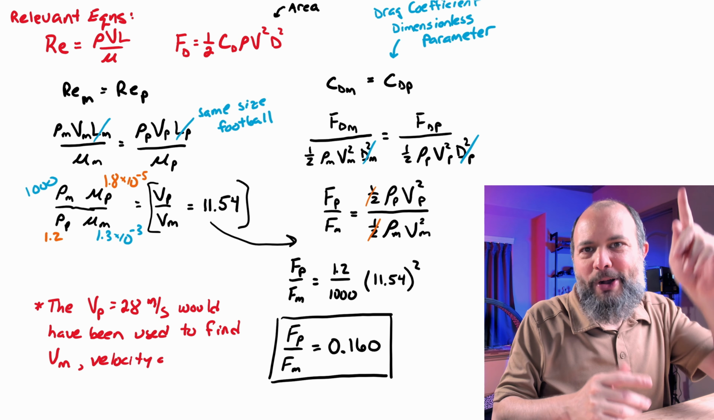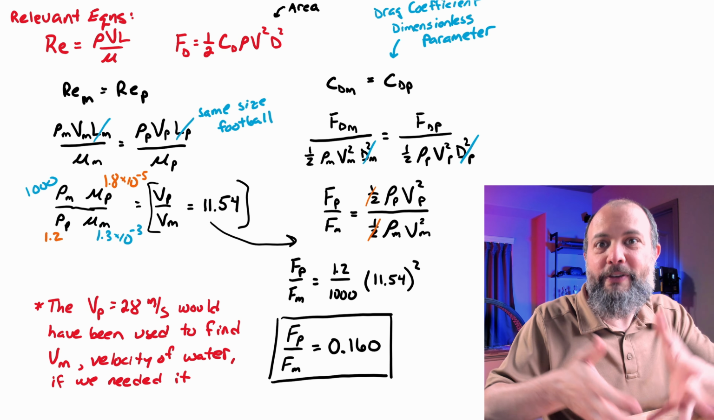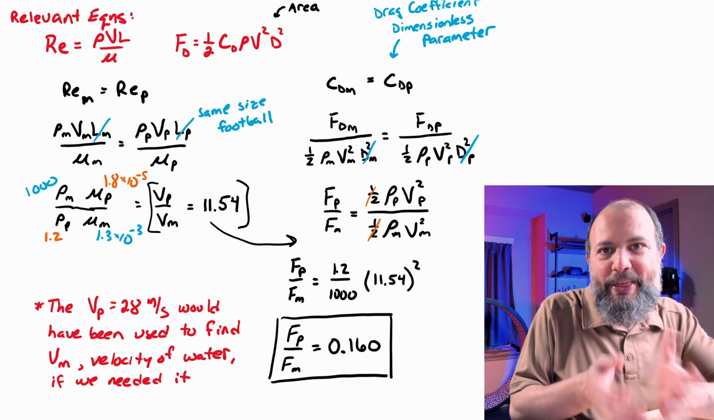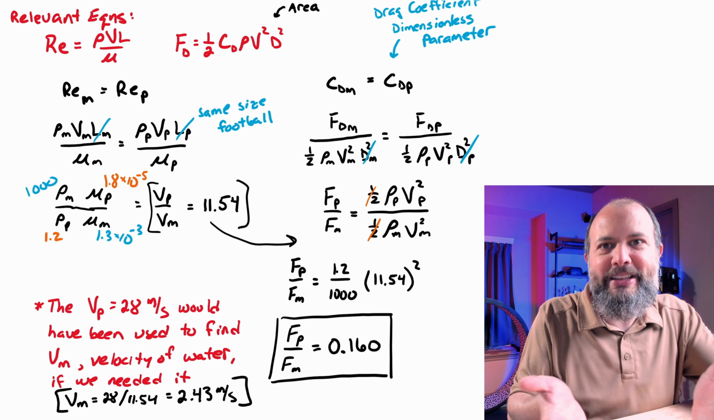So if you've watched the video up here I did about Reynolds number, you can see almost every problem was about solving for the velocity of the model. That's usually the thing that you need to find, because you need to figure out what settings to put in there to run your experiment.